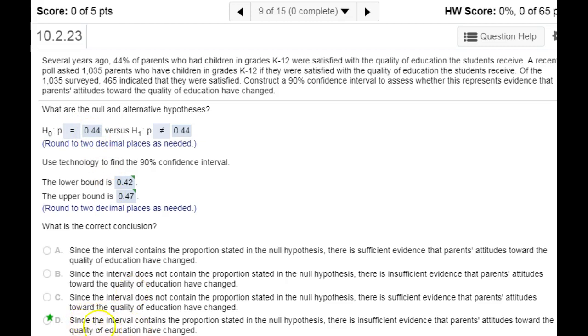And that's what we're saying down here for our conclusion. The interval contains our null hypothesis, so there's insufficient evidence to reject the null, and rejecting the null meant that the parents' attitudes toward the quality of the education had changed. So there's insufficient evidence that the parents' attitudes have changed.